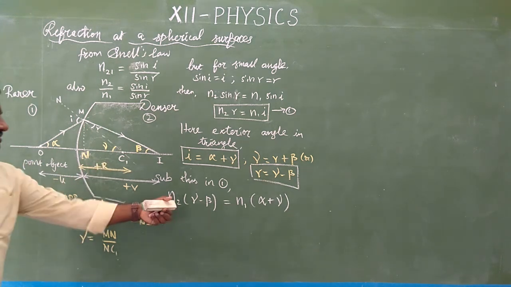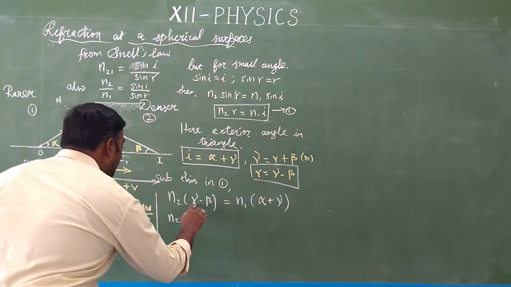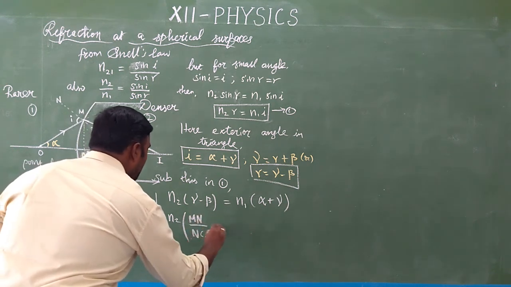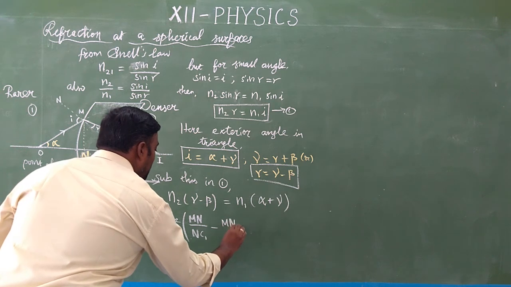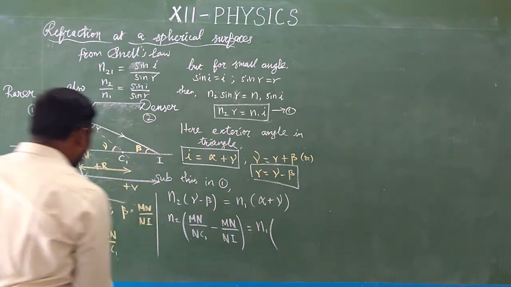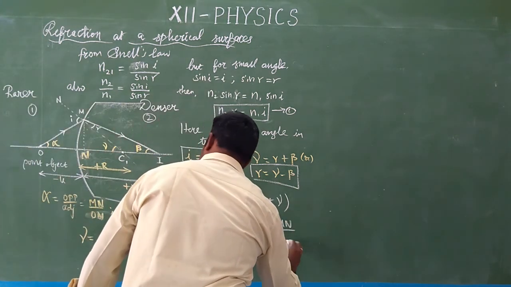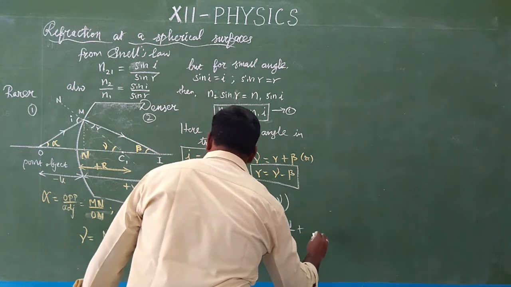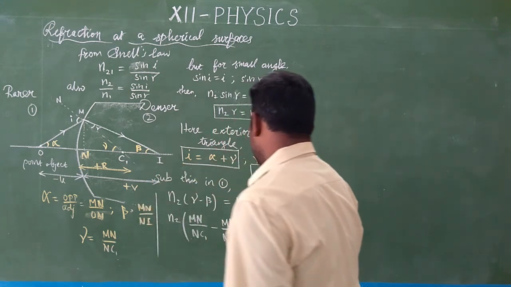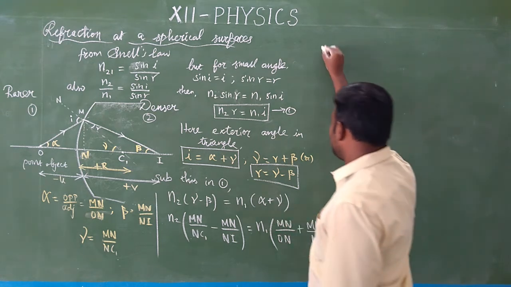Now substitute all these angle values here. So what do you get? n2 into, what is gamma? Gamma is MN by NC minus beta is MN by NI, which is equal to n1 into alpha plus gamma, so alpha is MN by ON plus gamma is MN by NC. Next, in all these terms we have MN, no? So take the MN common outside. So what will you get?